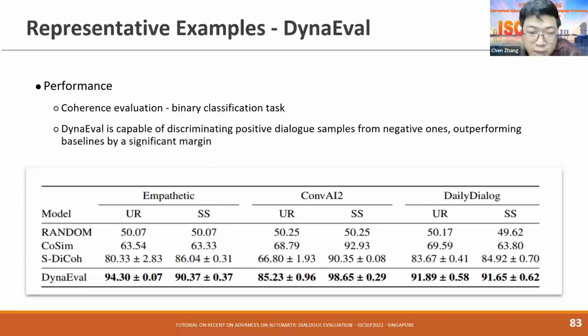If we look at the performance, the first task is binary classification. We want to see whether dialogue eval is able to tell coherent dialogue from incoherent dialogue. Compared to baselines, it performs quite well in discriminating the coherent dialogue against the negative ones we generate with the utterance replacement and speaker-level shuffling strategies, for all three datasets.